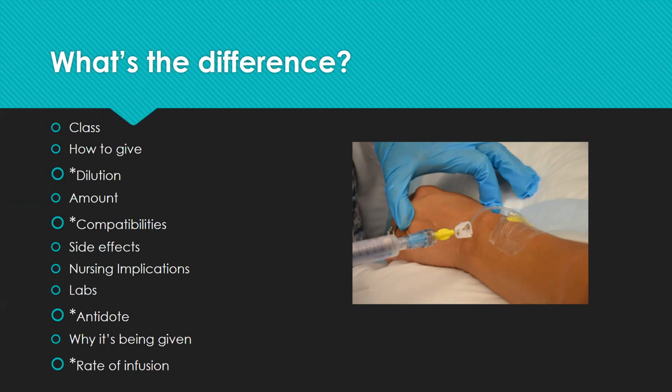So on your slide, you'll see that those 4 main ones are starred for you. That way you definitely do not forget those.